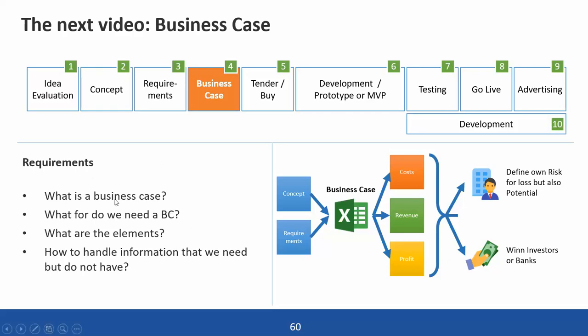So we will check what a business case is. What is a business case? What do we need a business case for? What are the elements? And most important for a business case, how to handle information that we need but do not have. Because you will see in a business case, a lot of things, especially for revenue and costs, will be assumptions. So how much money do I need to win one customer? How much money will it cost me, and so on?